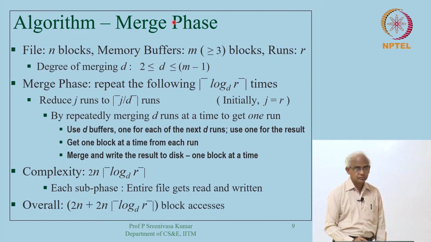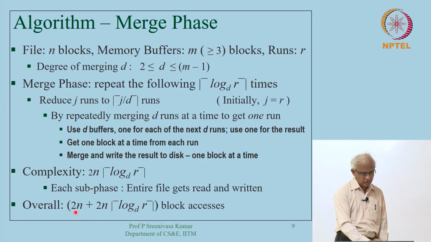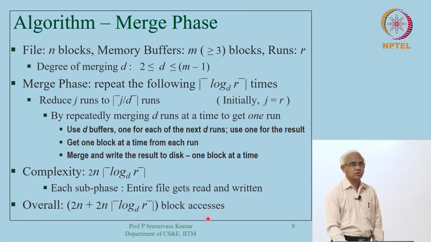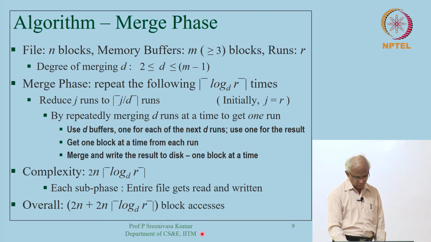What about the overall? In the sort phase, we used 2n block accesses to create the initial set of runs. And in the merge phase, we use 2n times log r to the base d block accesses. So this is the overall number of block accesses you have to do to sort a file, external sorting, using the most efficient algorithm, merge sort. You know that merge sort is one of the best sorting algorithms, right? Worst case n log n, very happy situation.